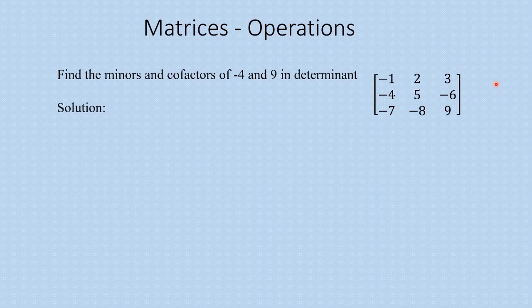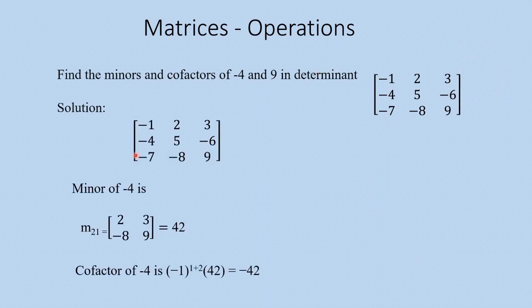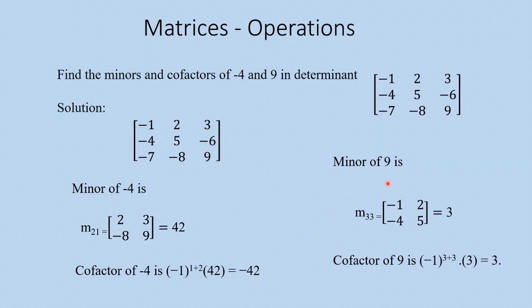Find the minors and cofactors of minus 4 and 9 in this determinant. Solution. Minor of minus 4. Here this minus 4 is here, that is second row, first column, M21. Deleting second row, first column, we get this determinant, which is equal to the product of A11 and A22 minus product of A12 and A21, which is 2 times 9 minus 3 times minus 8, which is 42. Cofactor of minus 4 is minus 1 to the power 1 plus 2 multiplied by 42, which is equal to minus 42.